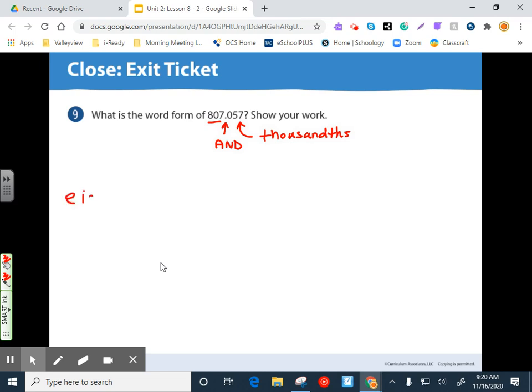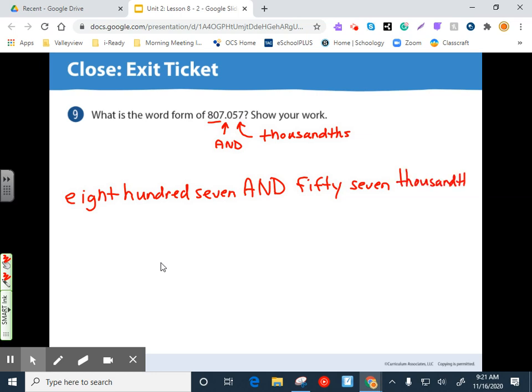We have 807 and, which represents the decimal, and we look at the number to the right of the decimal, which is 57. And then the smallest place value is thousandths. And that takes care of that. 807 and 57 thousandths. See, that wasn't so difficult.